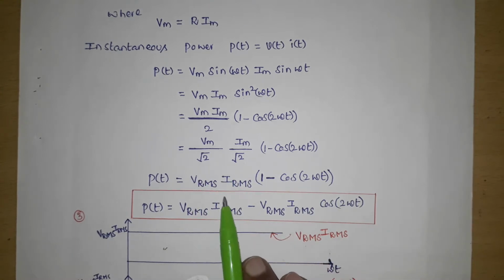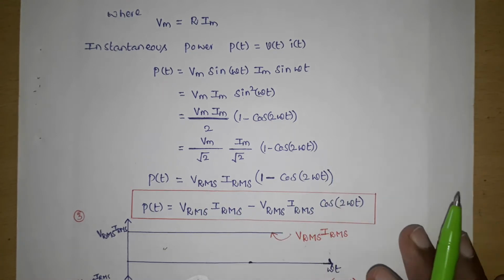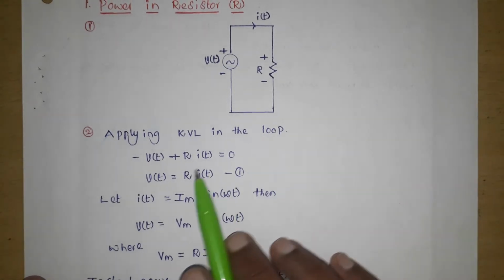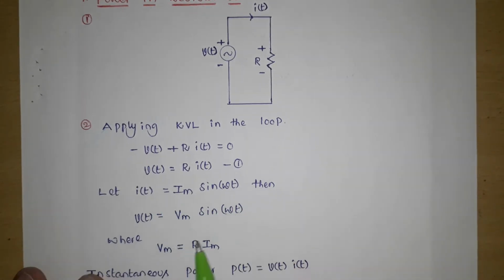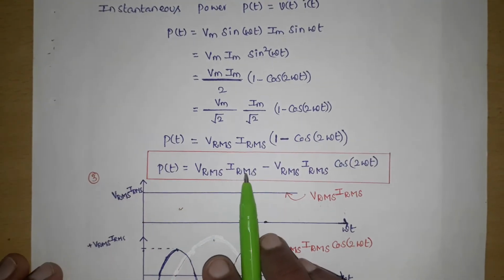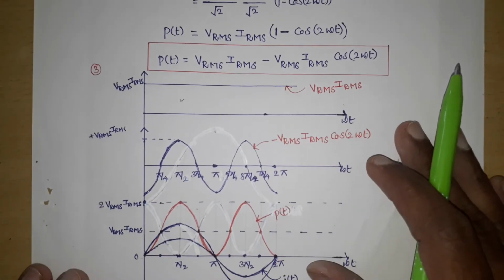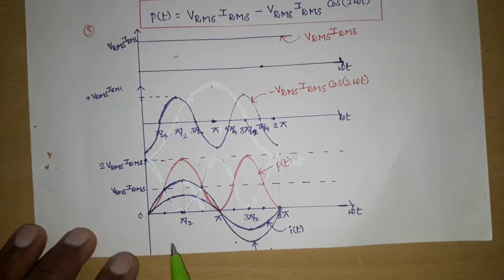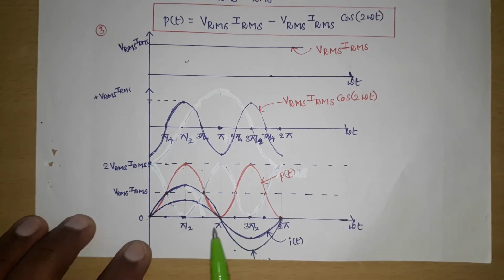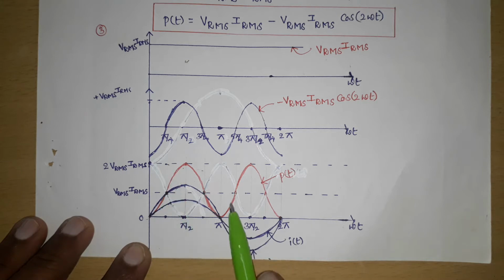If you take VRMS IRMS into the bracket, P of t equal to VRMS IRMS minus VRMS IRMS cos 2 omega t. So in the resistor, if I of t equal to Im sin omega t, V of t equal to Vm sin omega t, and P of t equal to VRMS IRMS minus VRMS IRMS cos 2 omega t. If we draw all three waveforms, these are the three waveforms in the resistor: voltage, current and power. This is the current waveform, this is the voltage waveform and this is the power waveform.